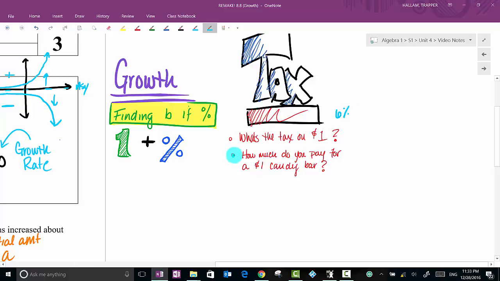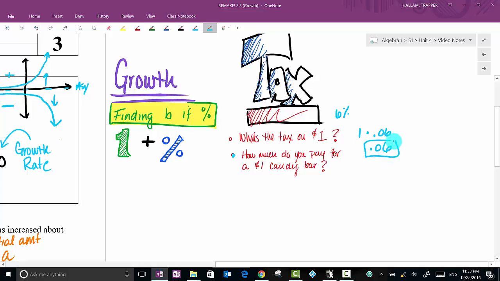So that would be looking at the next example here. It says, how much do you pay for a candy bar? Well, how do you find out how much tax is on a dollar, right? You multiply the dollar by the tax. So what would we multiply by? We would take 1 times 0.06, because that would be in the decimal form. And you'd find out that it would be 6 cents, right? So you find out that 6 cents is how much they're going to charge you.